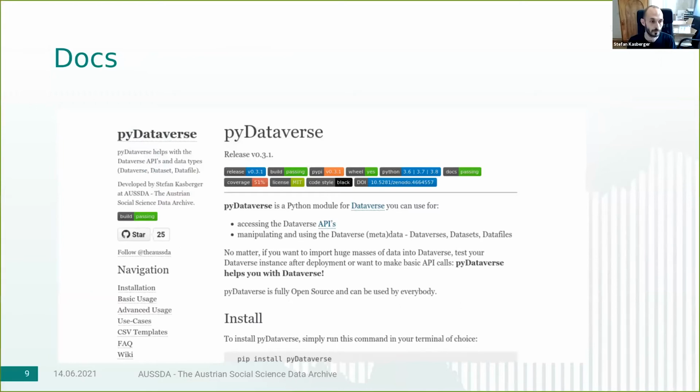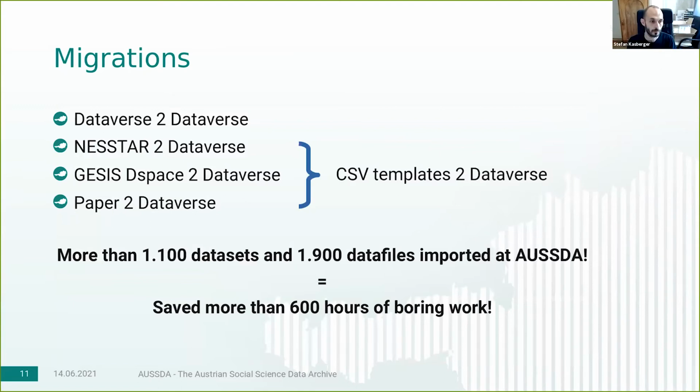So, and another very important use case and the original idea why pyDataverse was created was migrations, data migrations. And so far I've done 4 different data migration projects with pyDataverse. The first one is from a Dataverse instance to another Dataverse instance. And the other 3 ones are from a Nestor project to Dataverse, from a GSSD space data structure to Dataverse, and also from paper. We collected information from original paper studies and imported it then into Dataverse.